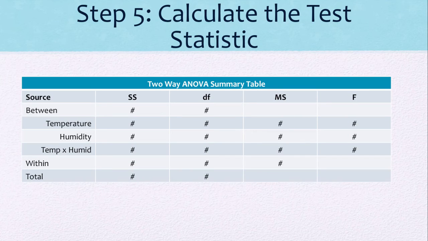All right, step 5, we're going to calculate the test statistic. Here I have a two-way ANOVA summary table. I haven't filled in the data, but I wanted you to see what the two-way ANOVA summary table looks like. So for source, you have between. You then have within and total, like previously, but what you also have is 1 row for the first independent variable, 1 row for the second independent variable, and 1 row for the interaction. Now, if you look to the right in the F column, you will see 3 numbers. Those are representative of your 3 F values that you will compute for your two-way ANOVA.